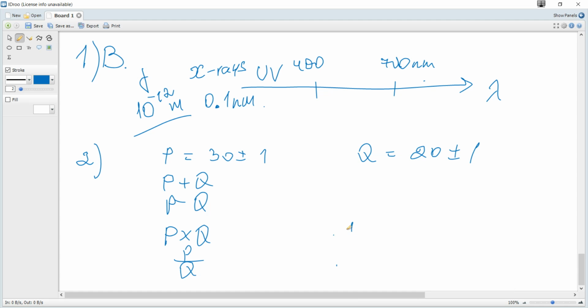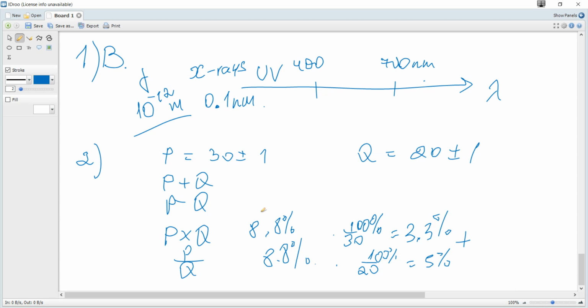So it becomes 1 over 30 times 100%, so it's approximately 3.3%, and 1 over 20 also times 100, so it's 5%, and the sum is 8.8% for both. And for sum and difference, there is a rule for absolute uncertainties, and the resultant absolute uncertainty is the sum of absolute uncertainties.